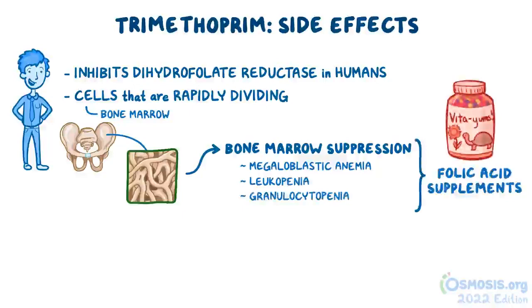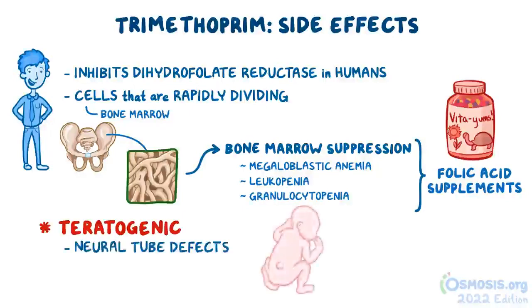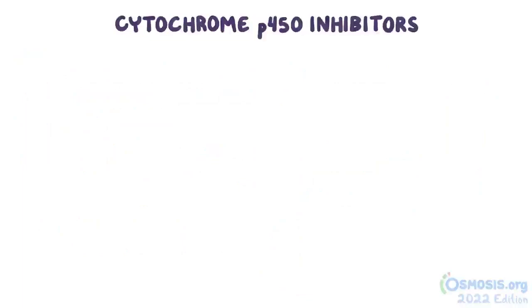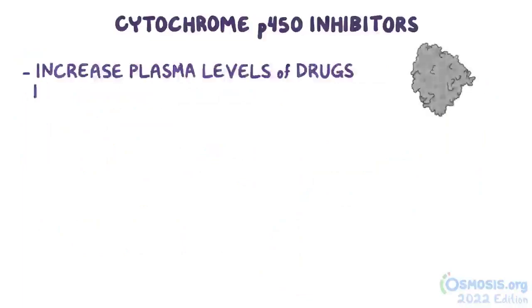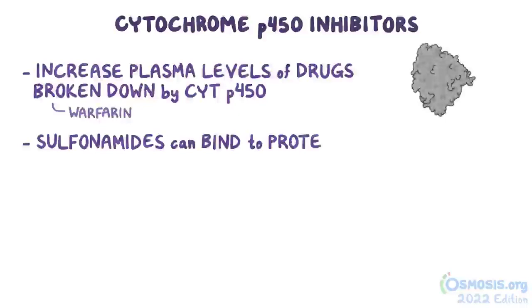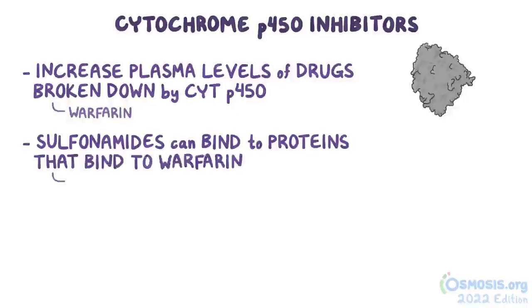Another problem is that trimethoprim is teratogenic and can cause neural tube defects in babies. Both trimethoprim and sulfonamides are cytochrome P450 inhibitors, so they can increase the plasma level of drugs that are broken down by it, like warfarin. To make things worse, sulfonamides can bind to the proteins that also bind to warfarin, which increases its plasma concentration even more.